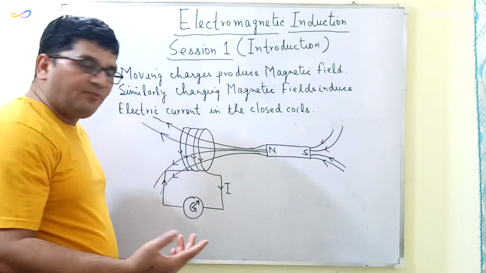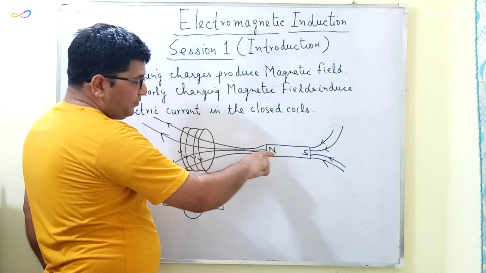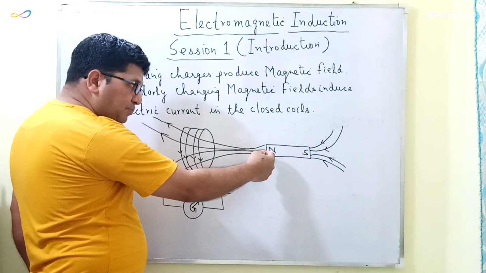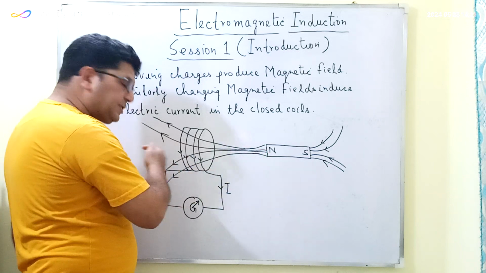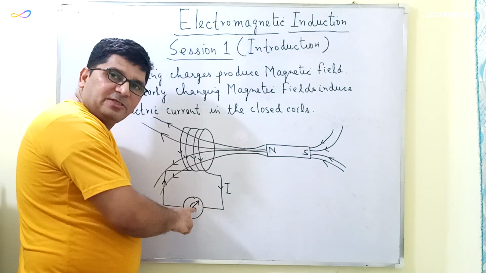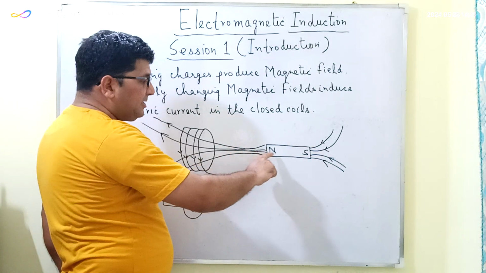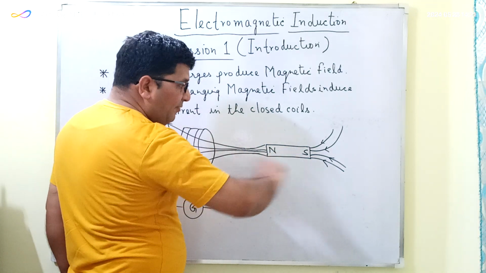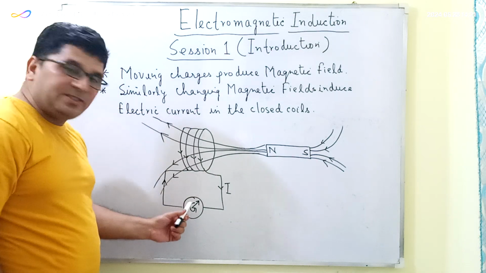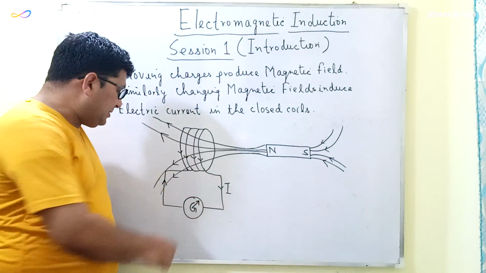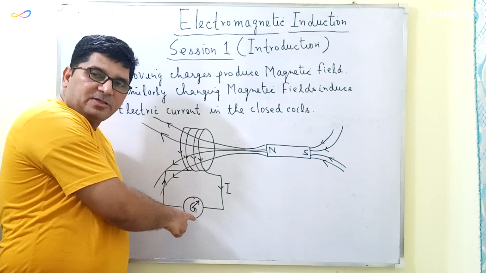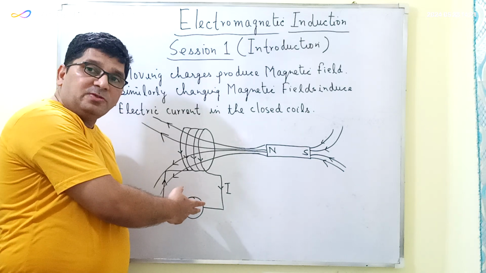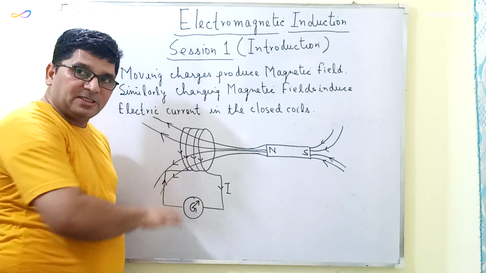Faraday and Henry also pushed the bar magnet through the coil and noted the deflection, and then they started moving the bar magnet away from the coil. When they moved the bar magnet away from the coil, the pointer in the galvanometer was found to get deflected in the opposite direction.